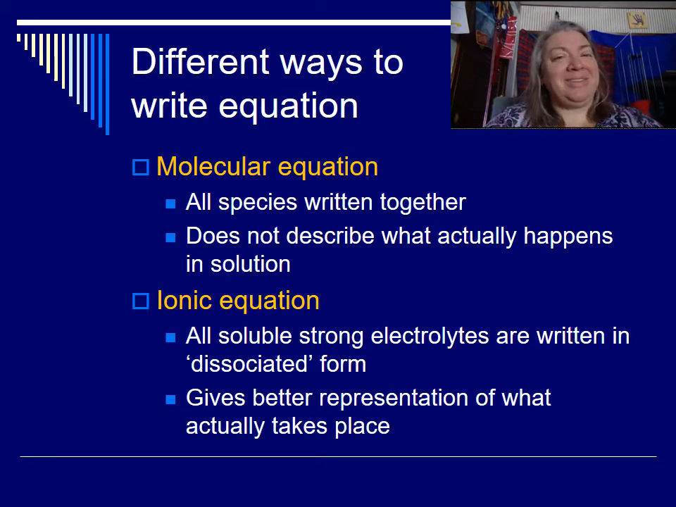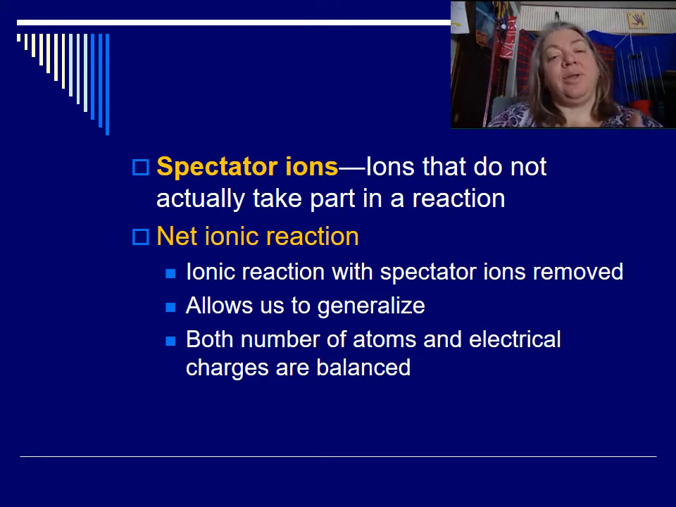Now, we're not quite done yet. Let's see what else we could do. Now, one of the things that we're going to see is that during a chemical reaction, sometimes there's things that just sit there in that solution, especially when we're able to take the ionic equation where we can see the individual ions. Some of those ions don't actually react.